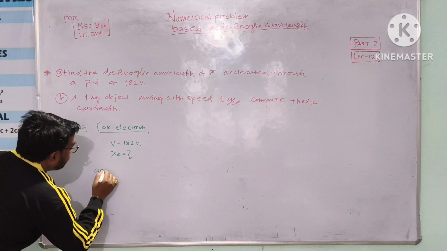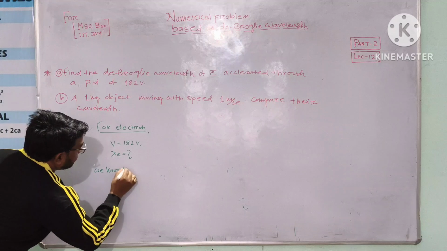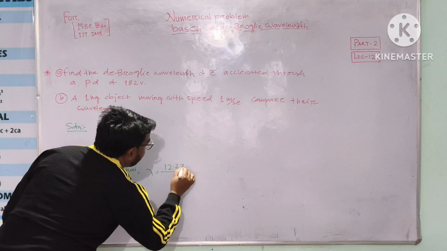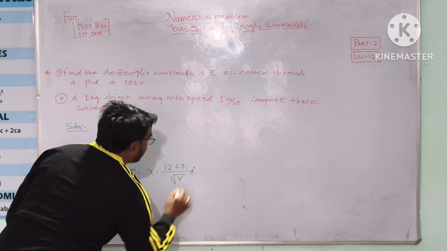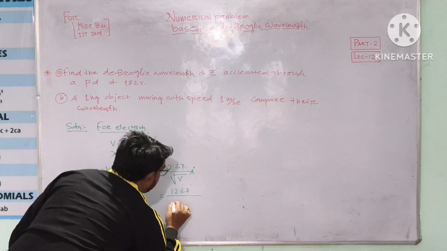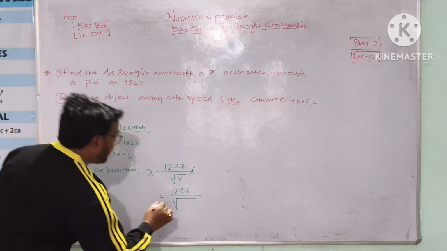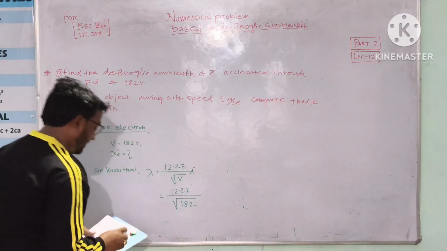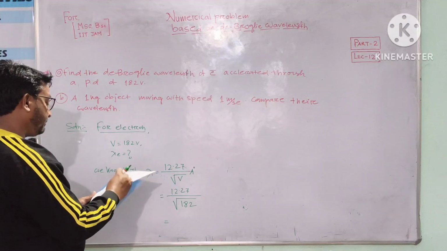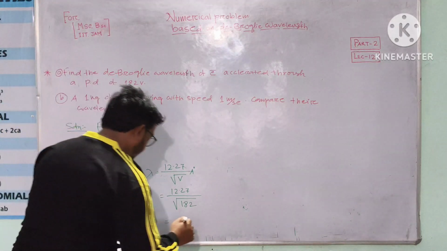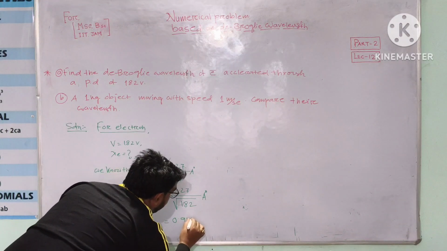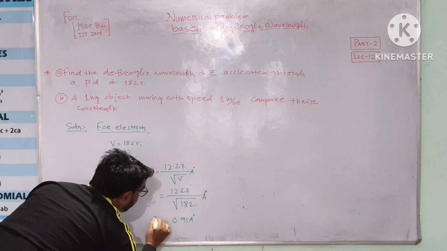We know that lambda equals 12.27 under root of V angstrom. Okay, 12.27 under root of V, the value of V equals 182. After solving this part, we will get 0.91 angstrom. So this is the required wavelength of the electron.